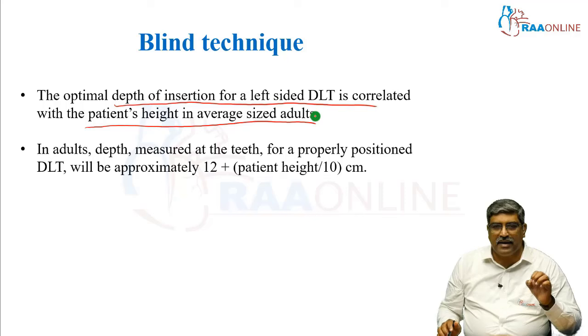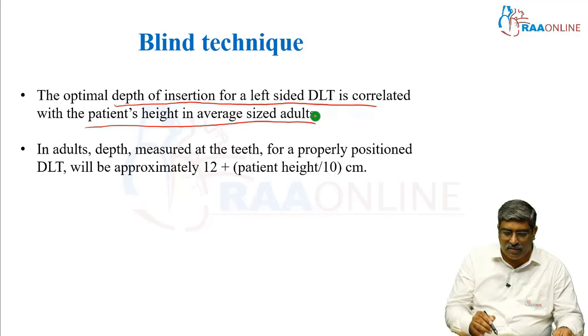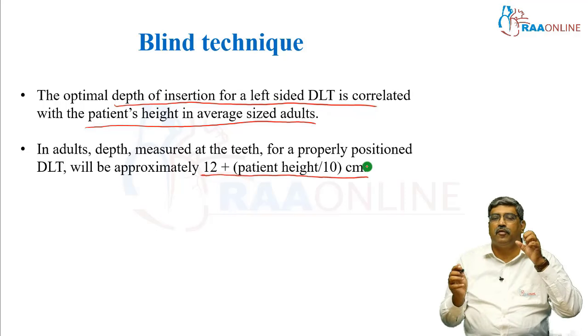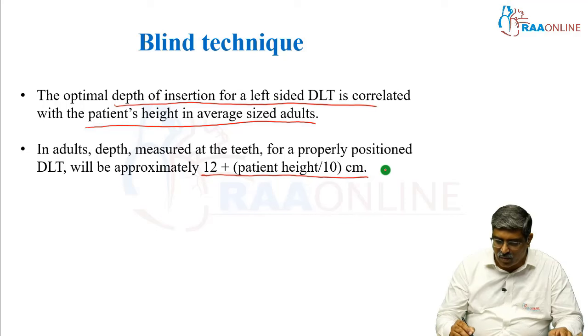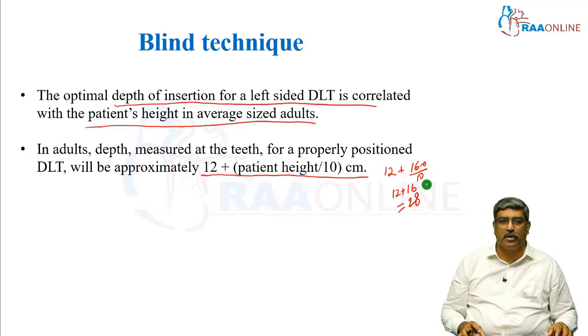The optimal depth of insertion for a left-sided double lumen tube is correlated with patient height in an average size adult, and it is calculated from the teeth. You have a formula which is 12 plus patient height divided by 10 centimeter. For example, if the patient height is 160 centimeter, it is 12 plus 160 divided by 10, which gives 16. So, 12 plus 16, it is 28 centimeter from the teeth. That is very, very important.